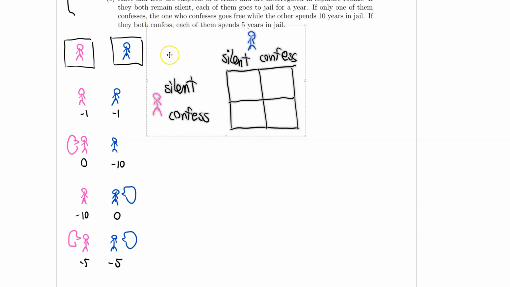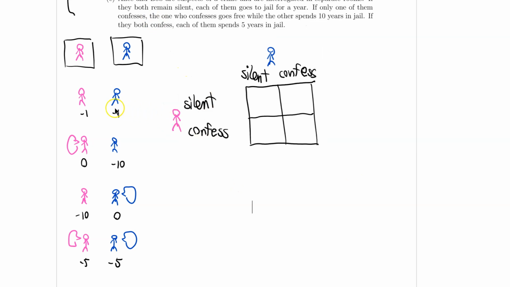Now, we saw earlier that if they both remain silent, then they each go to jail for 1 year, so the payoff here is -1 and -1. If Alice remains silent and Bob confesses, that means this is the third option here. So Alice goes to jail for 10 years and Bob goes free. If Alice confesses and Bob remains silent, then Alice goes free and Bob goes to jail for 10 years. And if they each confess, then Alice and Bob each go to jail for 5 years.